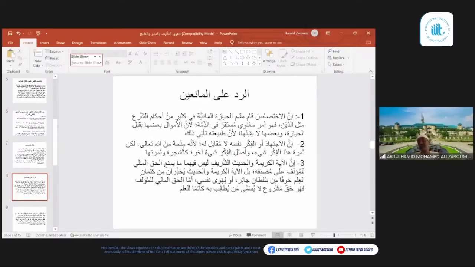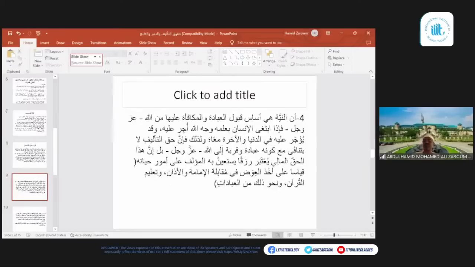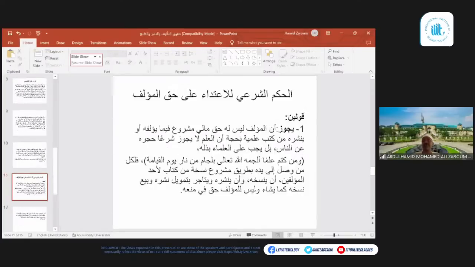And of course, here we have to say that those who have said it is not permitted to have a property right, it is not that strong, because the argument they are giving is not that strong. That is why we are in favor of the first opinion, that it is permitted in Islam to have property rights, intellectual rights. Okay.